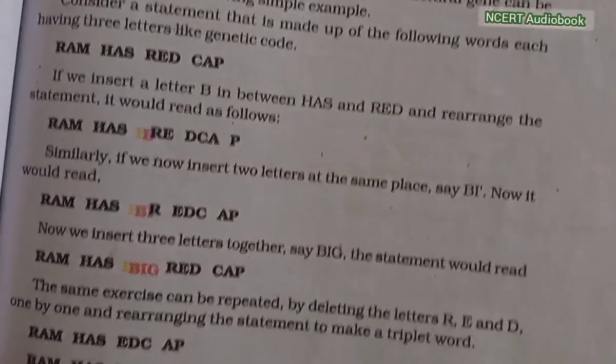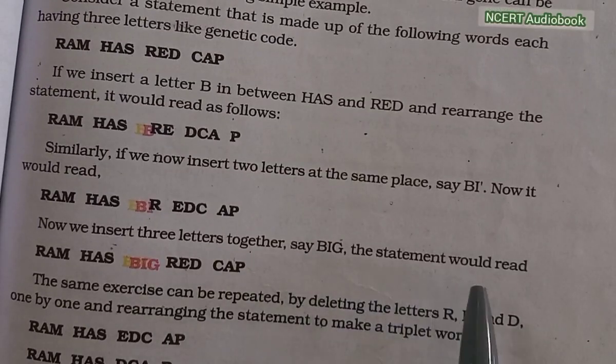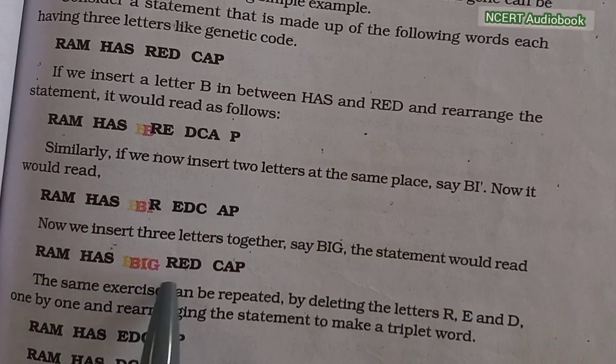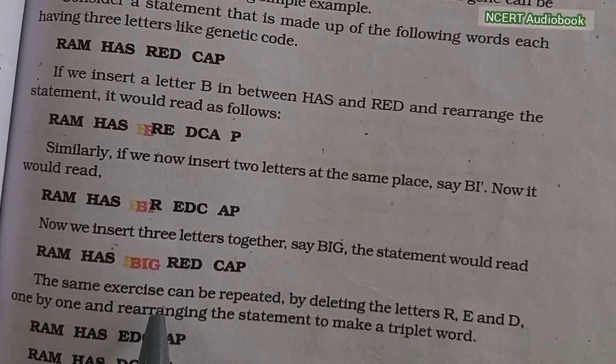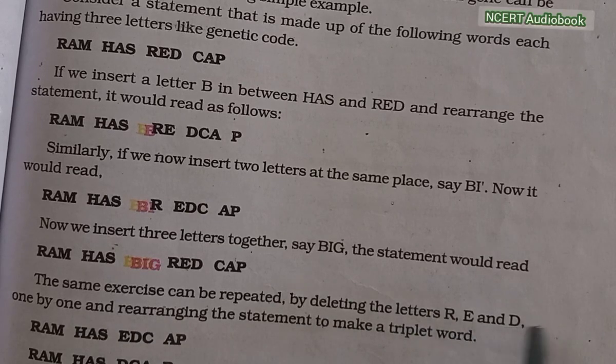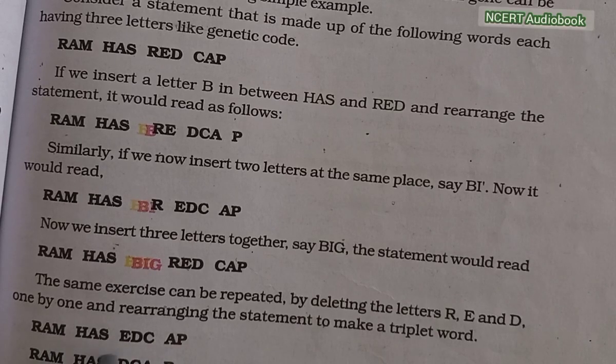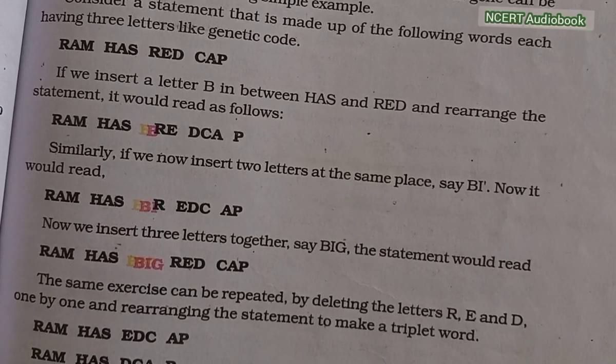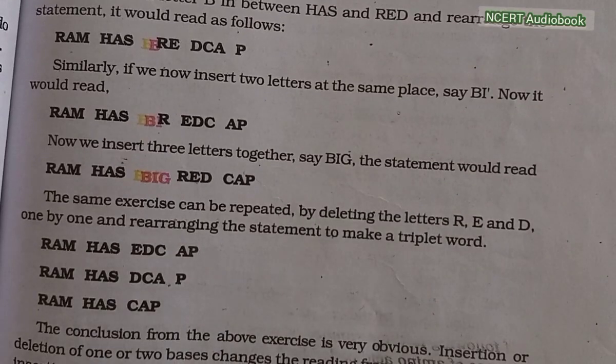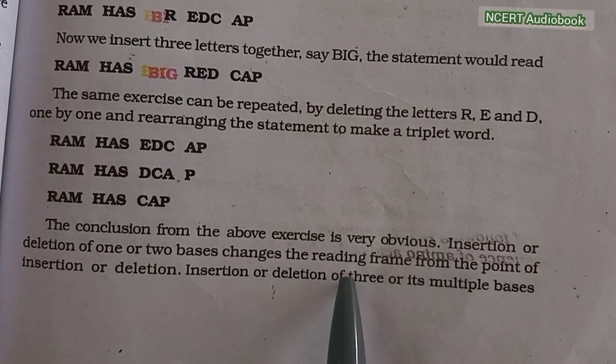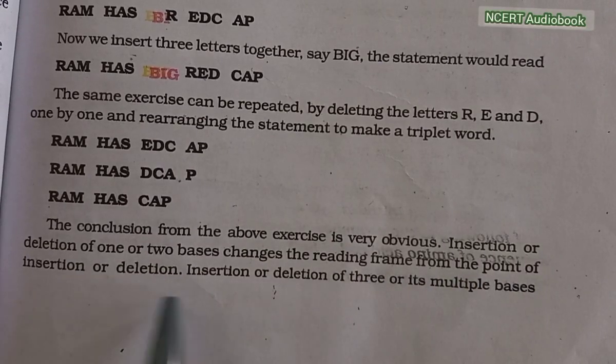Now we insert three letters together, say BIG. The statement would read Ram has BIG red cap. The same exercise can be repeated by deleting the letters R, E and D one by one, rearranging the statement into triplet words: Ram has EDC AP, Ram has DCA P, Ram has cap. The conclusion from the above exercise is very obvious. Insertion or deletion of one or two bases changes the reading frame from the point of insertion or deletion.